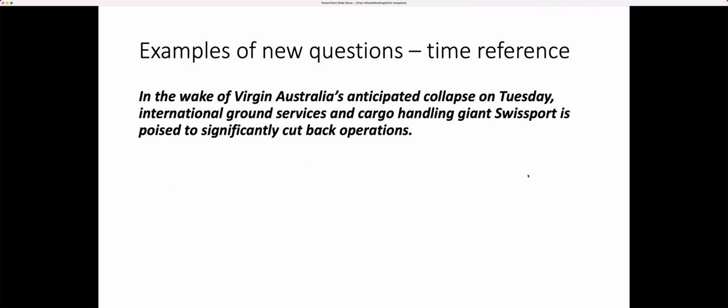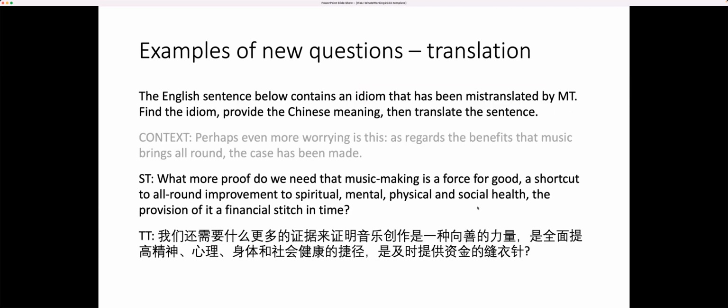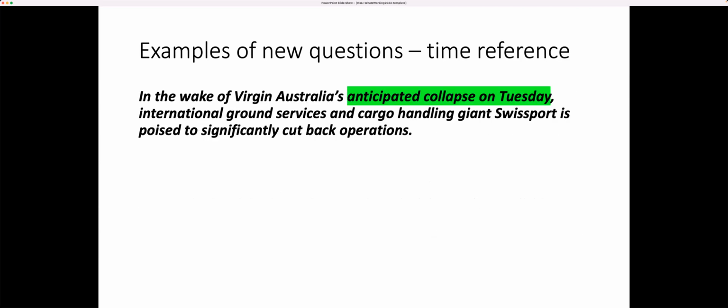Next slide. And this was another example. If you just move on to the next slide, the actual tricky bit is the anticipated collapse on Tuesday. Does it mean last Tuesday or next Tuesday? Does it mean that the collapse happened on Tuesday, or the anticipation of the collapse happened on Tuesday? Those sorts of questions, which we as humans understand from our knowledge of the world or the contextual information, were a bit challenging.